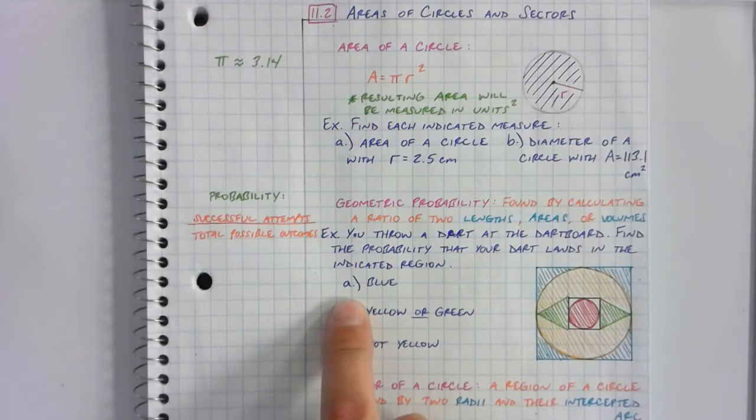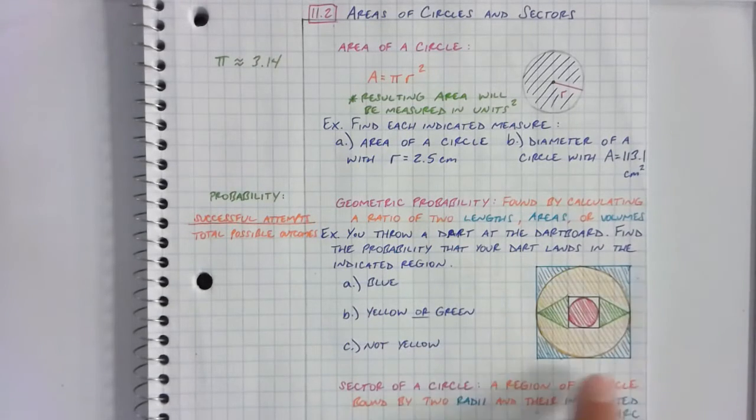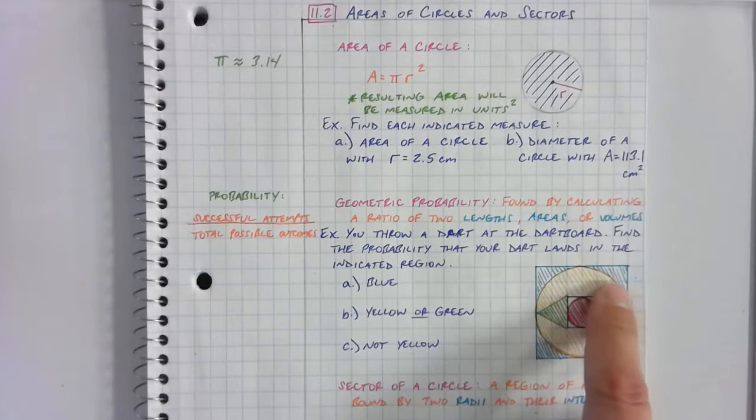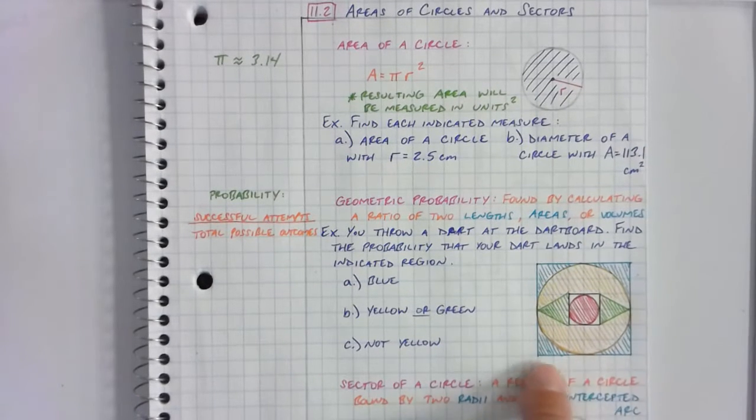So for part A, if I'm asked to find the probability that I throw a dart at this dartboard and hit one of the blue regions, the first thing to do would be to identify where everything that is blue is. And it's only in these corners. It may be tempting to just treat each of these corners like a triangle.